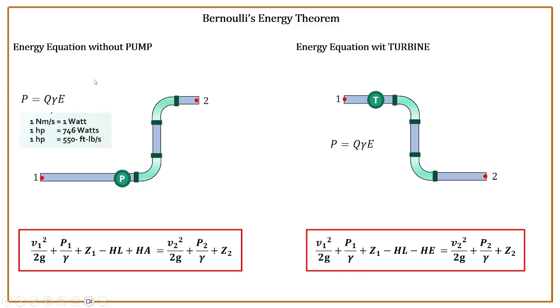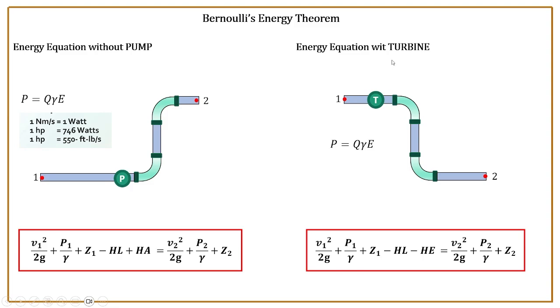Okay? Kapag ginamitan to ng pump, we have velocity head ng una plus pressure head ng una plus elevation head ng una minus yung head loss natin plus head added since nag-add tayo ng pressure, okay, that is plus head added equal sa velocity head ng pangalawa plus pressure head ng pangalawa plus elevation head ng ating pangalawa.